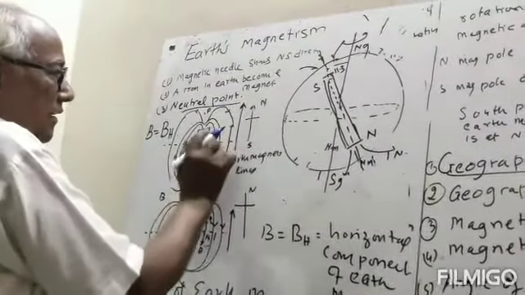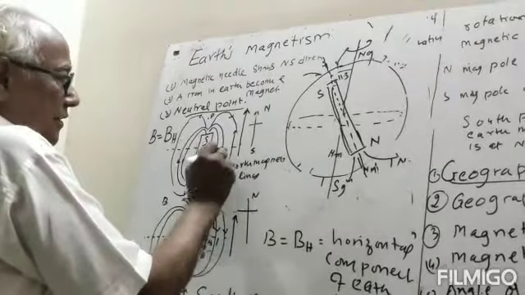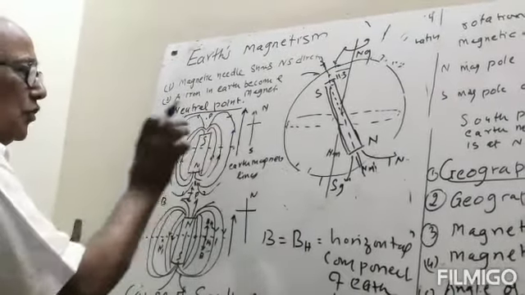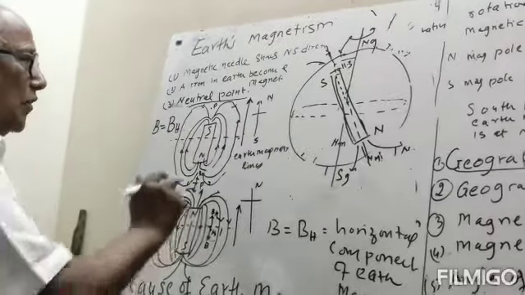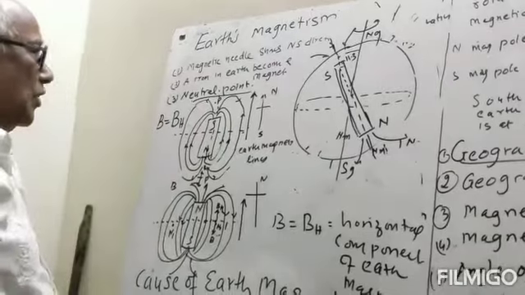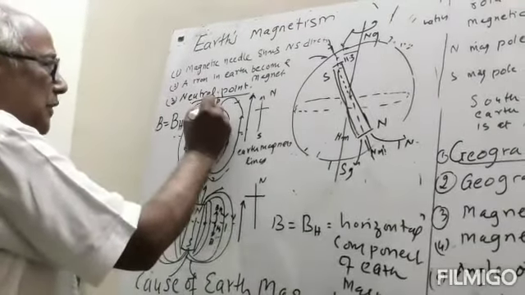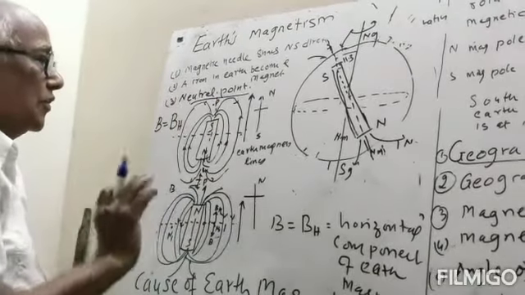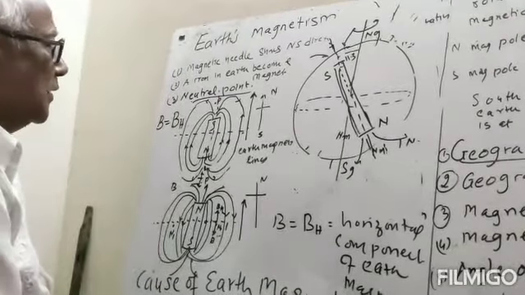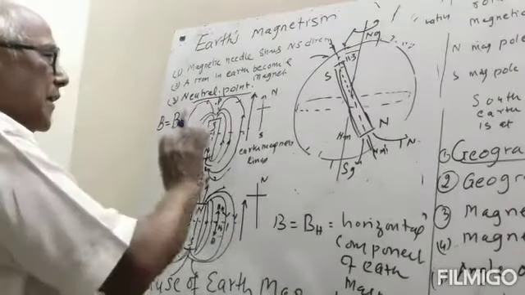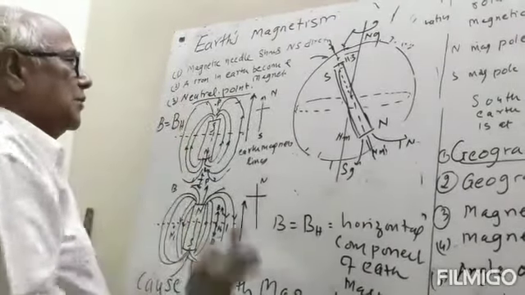So these are parallel. These lines are parallel lines, so they cannot neutralize it. The neutralization is possible on the axis of the magnet. So at this point P, and here this point P, there will be a neutral point, meaning there is no effect of the magnet at that point.